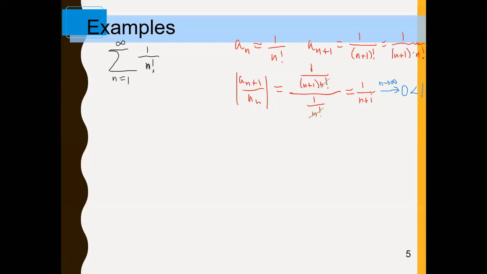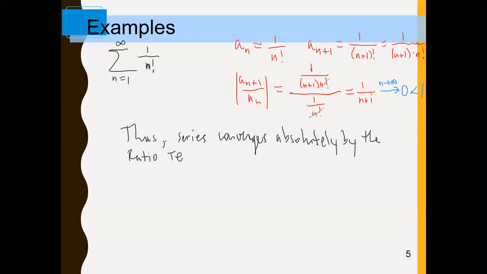So what's the conclusion then, Jared? Right, so let's just write thus: the series converges. How? Absolutely, which is sort of silly in this case, because there aren't even any negative terms. Of course it converges absolutely, because they're all positive terms anyway, but we just say it converges absolutely by the ratio test. The end.